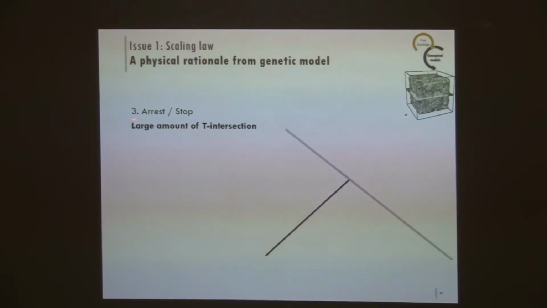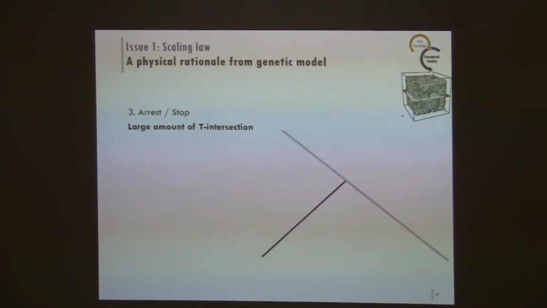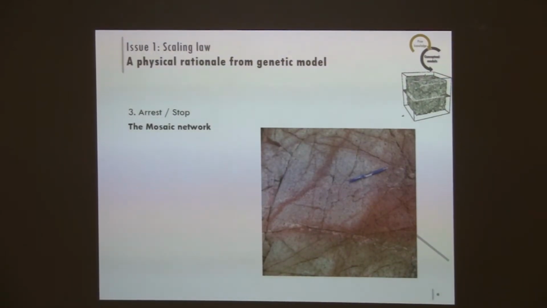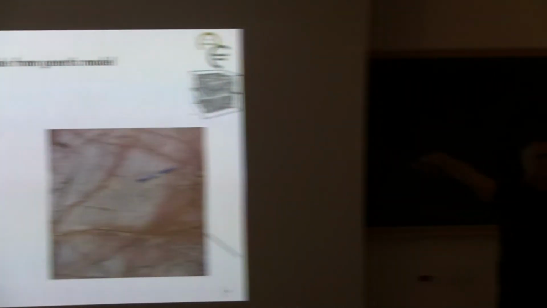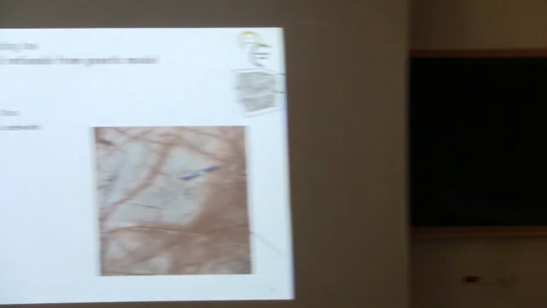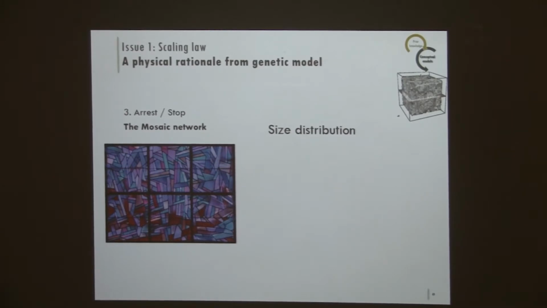How do fractures die? The observation in most cases is that we have a large amount of T intersections. So a large number of fractures stop growing because they abut on another one. You can see this observation in field studies, where you count the number of fractures with T intersections rather than X intersections. So what does it mean? You are in a sort of mosaic network because you have fractures abutting others. So what can we say with a mosaic? You can say one thing which is important. The distance from one object to another is related to the object size.